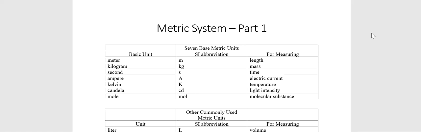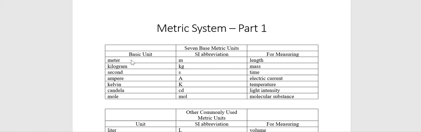In this video, we're going to start talking about the metric system, which is what most of the world uses, except for the US and one small little country. The best thing about the metric system is it's base 10, which makes it really easy to convert amongst each of the units. We're going to have two parts of this metric system. We have this video, and then we're going to have a follow-up video which talks about some more of it.